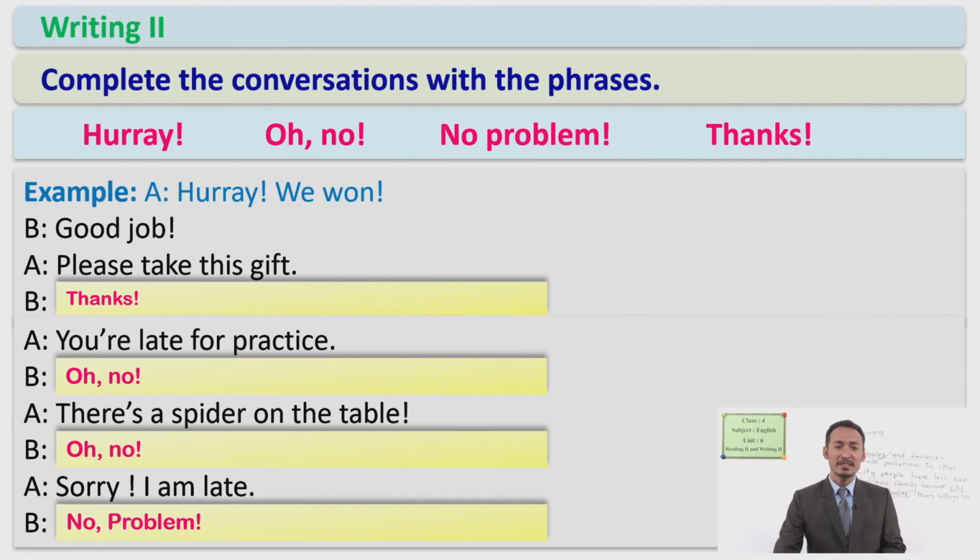Okay, once again, let's read it completely. A says, hooray, we won. Good job. Please take this gift. Thanks. You are late for practice. Oh no, there's a spider on the table. Oh no, sorry, I'm late. No problem. Okay, likewise, you can practice with your friends. Okay, students? So this is writing second.